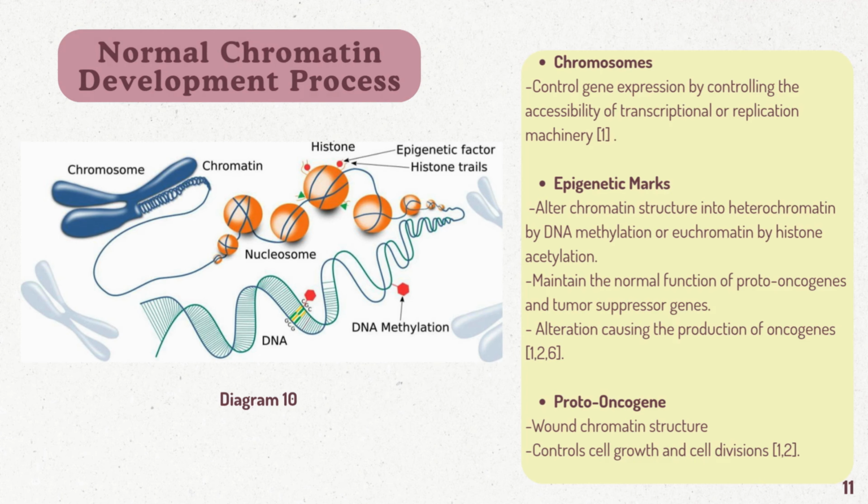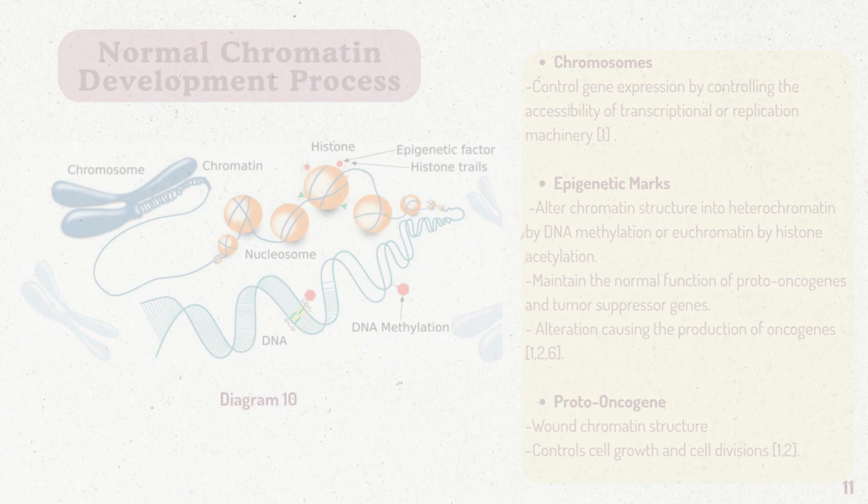Epigenetic mark also helps to maintain the normal function of proto-oncogenes and tumor suppressor genes, where the alteration will lead to the production of oncogenes. Third, in the normal cell, the proto-oncogene is the gene that winds the chromatin structure and is also responsible for controlling the cell growth and cell division.